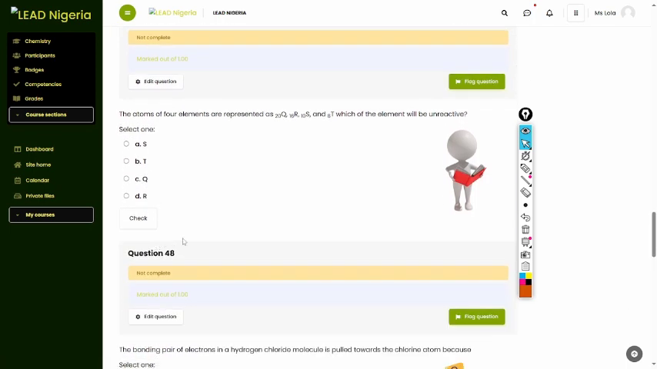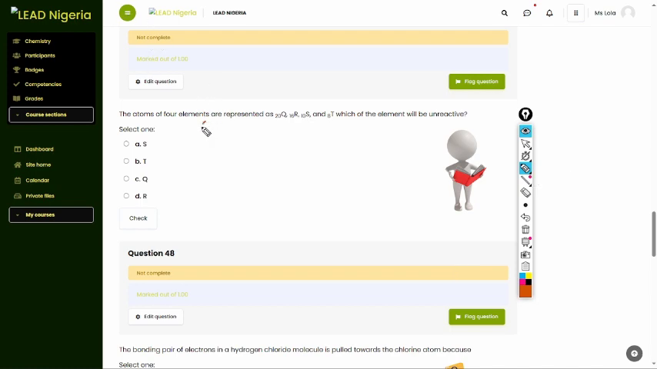Okay. The atoms of 4 elements are represented as this. Which of the elements will be unreactive? So an atom becomes unreactive when it has completely filled electrons in the outermost shell. So let's find out which of these have completely filled electrons in its outermost shell. So we do that by writing the configuration of each of them.